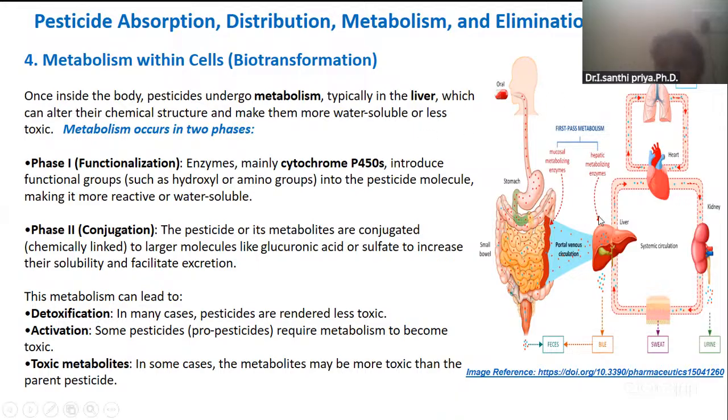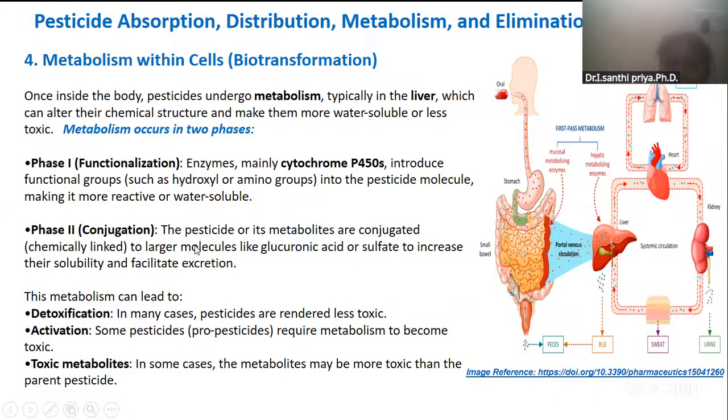So just look at the picture here. Here, these metabolism enzymes, majorly CYPs or cytochrome P450s, will add the hydroxyl and amino groups so that the pesticide becomes more water soluble, and it will be excreted through sweat, urine, or the bile juices that are secreted by the liver. They also help in the removal of them through feces. So that is phase one metabolism that happens in the liver.